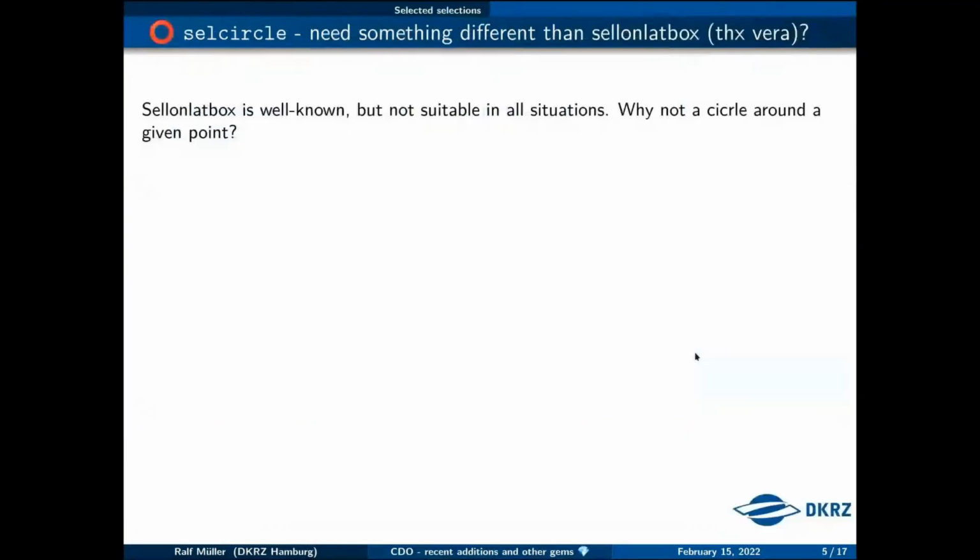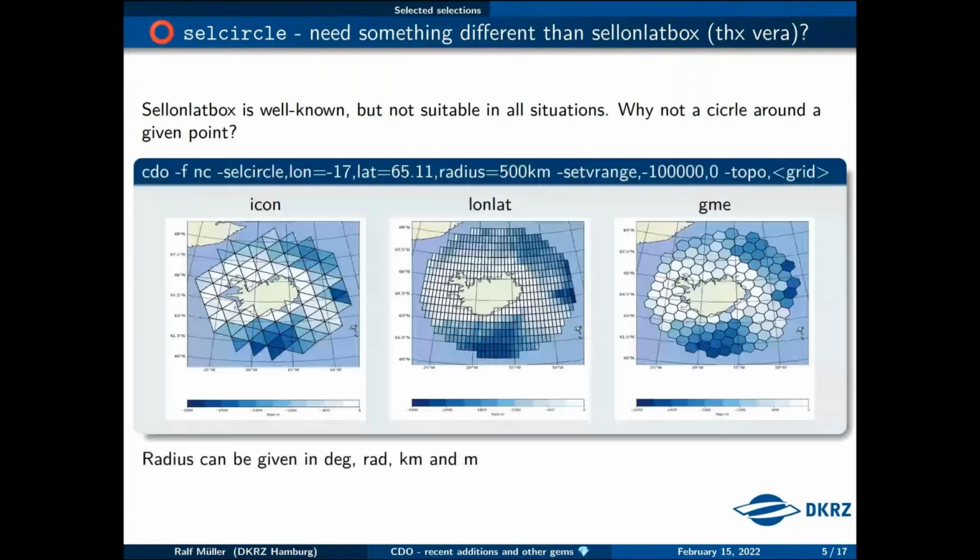So the next operator is an interesting one. I hope I remember that correctly. That was an idea from Vera Schemann. She wanted to select something that didn't really fit into a box. So why not have a single point and a circle around it? And that would be really convenient if you could not only use degrees as the radius, but also other units. And the cell circle operator does exactly that. You can use degrees, radians, and distance in meters or kilometers for describing the area you want to select.